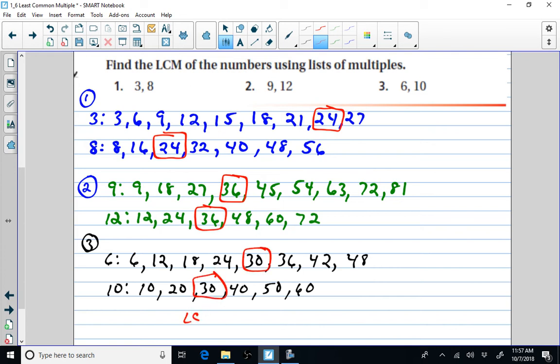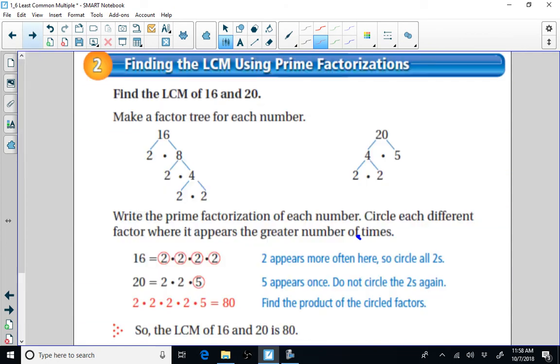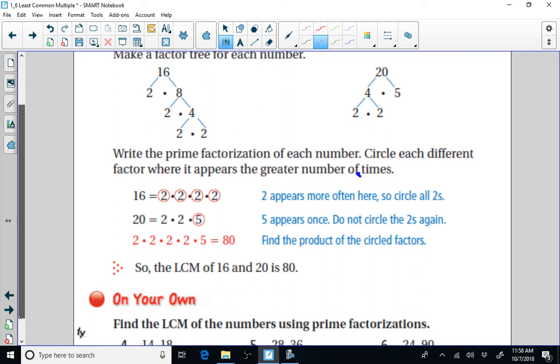So my least common multiple is going to be 30. Here, I didn't write it, but my least common multiple is 36. And in this example, our first one, the least common multiple was 24. All right, so it's very easy to list your multiples of two numbers and look for the least common multiple. Have to be careful with our times tables though.